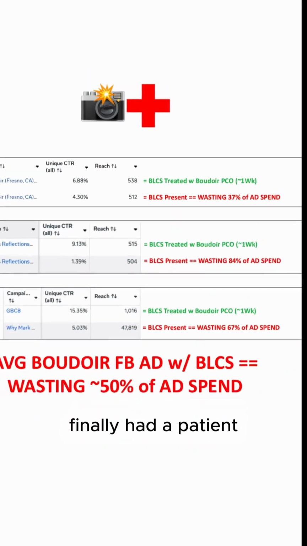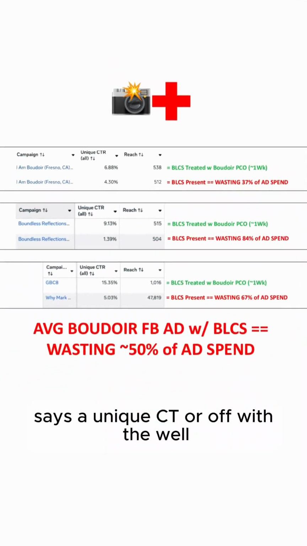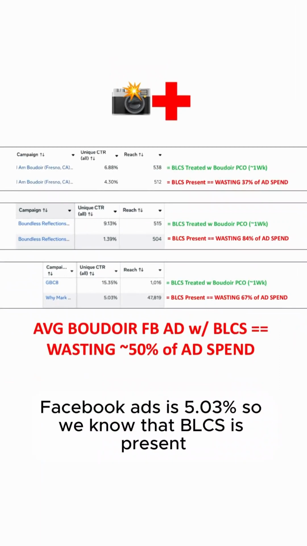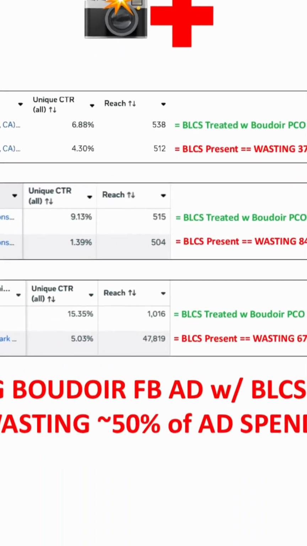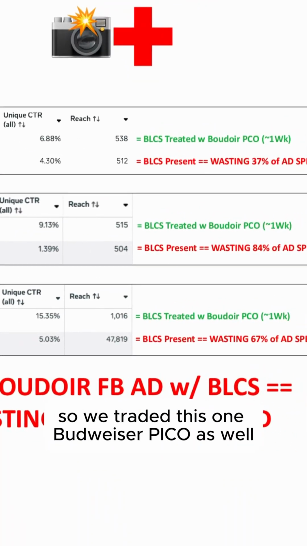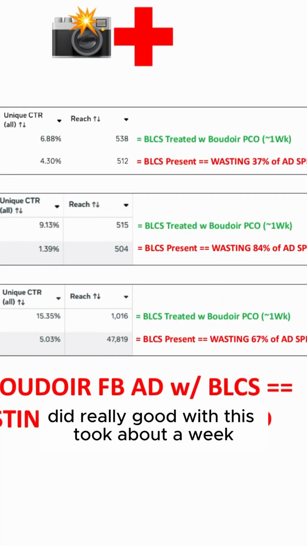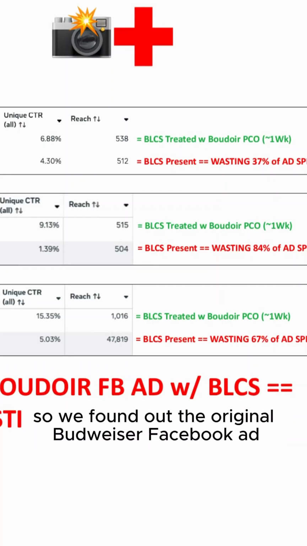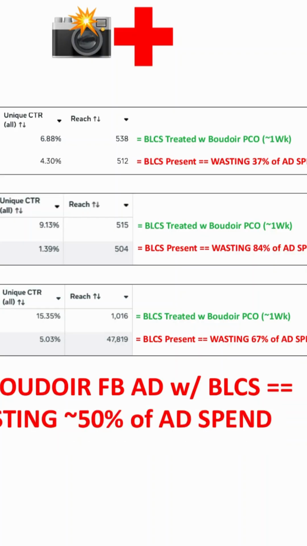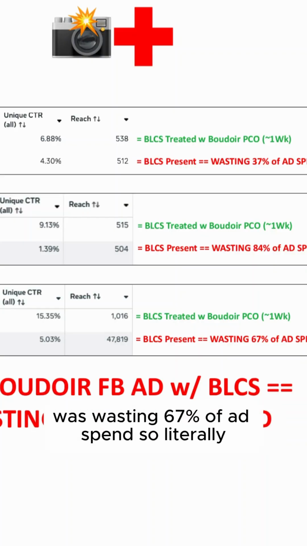Finally, we had a patient who says the unique CTR of his boudoir Facebook ads is 5.03%. So we know that BLCS is present. When unique CTR is under 6%, that's boudoir low click syndrome. So we treated this one with boudoir PICO as well. Did really good with this. Took about a week. Got the unique CTR up to 15.35%. So we found out the original boudoir Facebook ad was wasting 67% of ad spend.